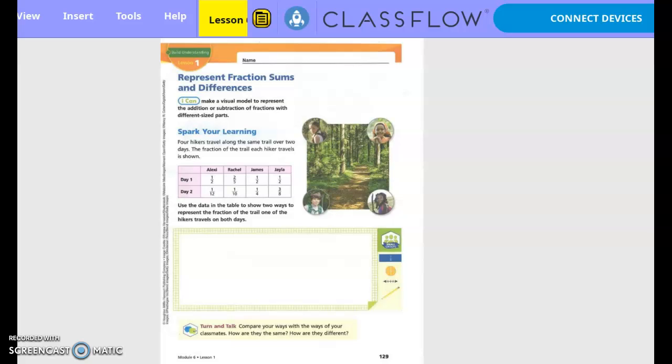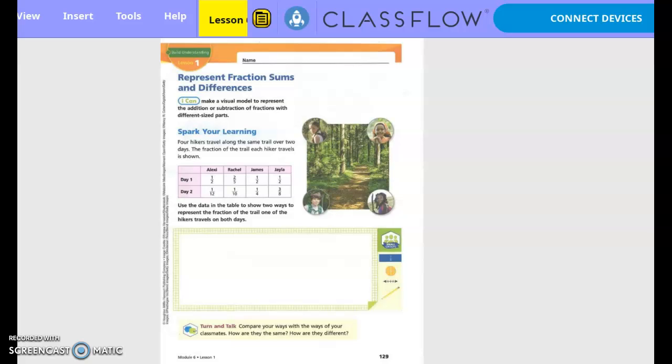Spark your learning. 4 hikers traveled along the same trail over 2 days. The fraction of the trail each hiker travels is shown. Use the data in the table to show 2 ways to represent the fraction of the trail one of the hikers travels on both days. A lot of times we can use manipulatives to try and work out our problems, right?